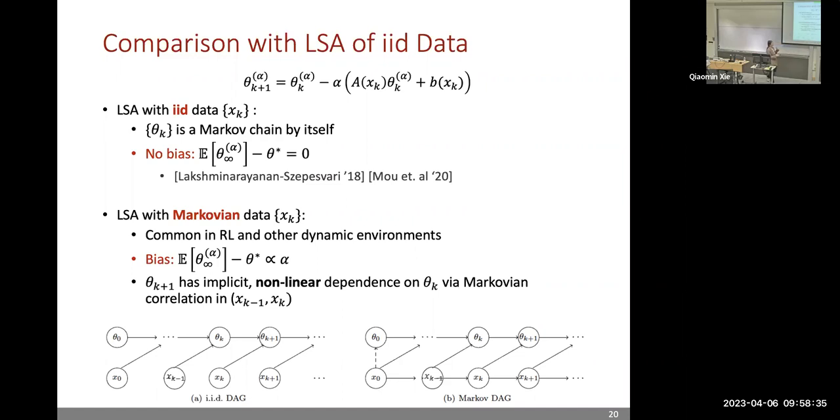So we can formally capture this phenomenon, showing how the bias depends on the mixing time of the underlying Markov chain S_k. Intuitively, in the extreme case, if it's just i.i.d., then there's no bias at all. But in the other case, if it mixes very, very slowly, then we can expect a larger bias. Okay, so that's the intuition.